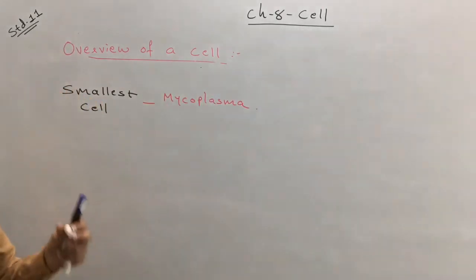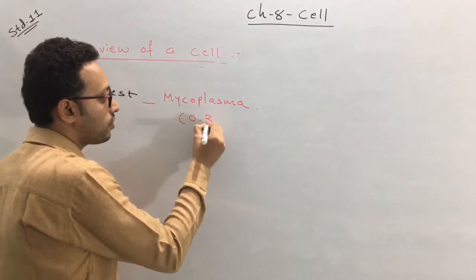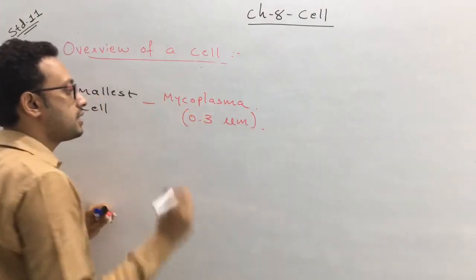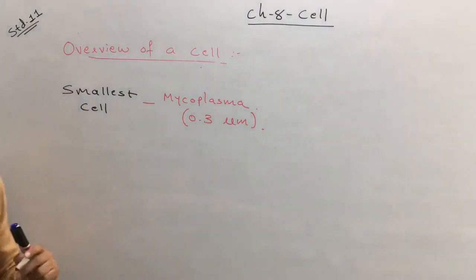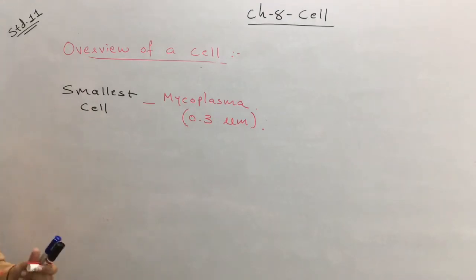Okay, the smallest cell which exists is the mycoplasma, which is about 0.3 micrometer in size. This is the size of the smallest cell which exists in the world. Okay, this is the mycoplasma.